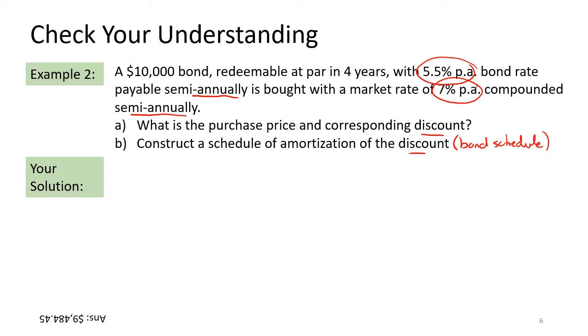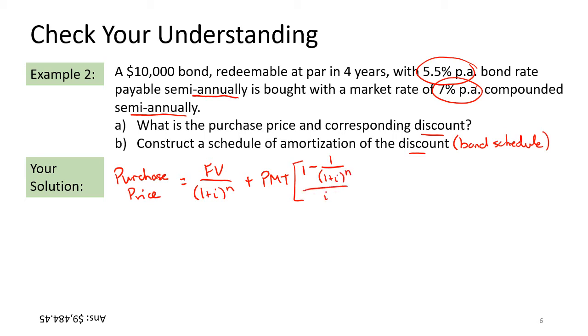Okay, so our purchase price is equal to our face value divided by 1 plus the periodic interest rate to the exponent n, plus our payment, in this case our bond interest payment, multiplied by 1 minus 1 divided by 1 plus the periodic interest rate to the exponent n, divided by the periodic interest rate. Okay?